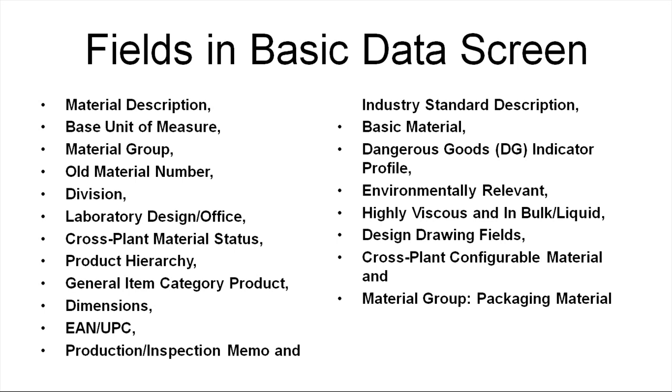These fields are material description, base unit of measure, material group, old material number, division, laboratory design or office, cross-plant material status, product hierarchy, general item category group, dimensions, EAN or UPC, production or inspection memo and industry standard description, basic material, dangerous goods indicator profile, environmentally relevant, highly viscous and in bulk or liquid, design drawing fields, cross-plant configurable material and material group, packaging material.